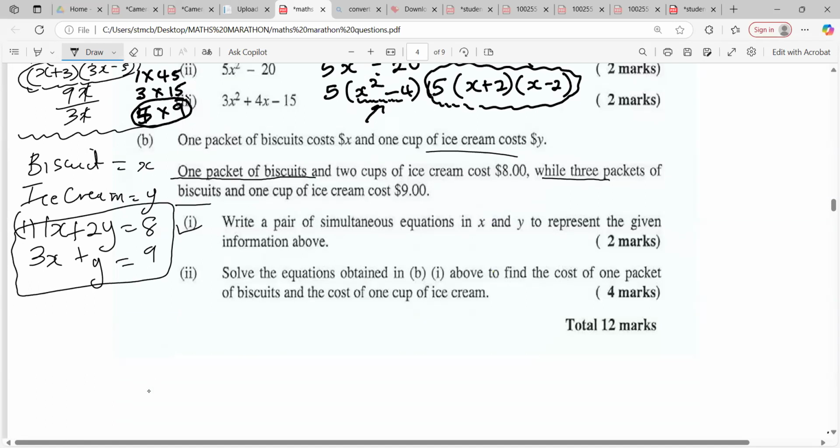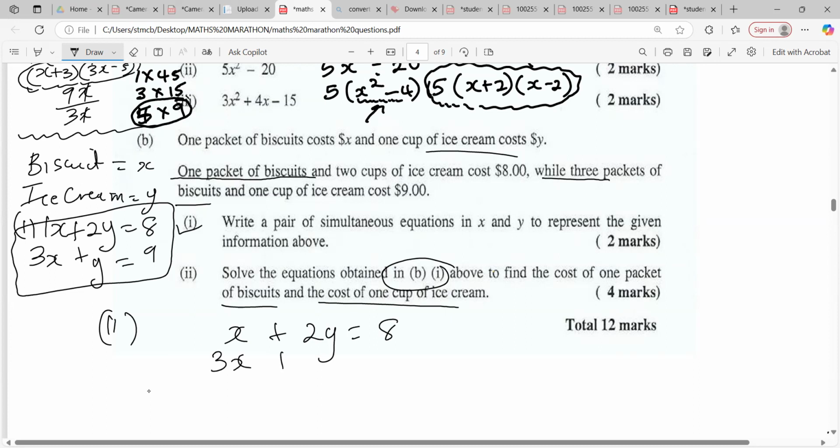So 2 now says, solve the equations obtained in B1 above to find the cost of 1 pack of biscuit and 1 cup of ice cream. So that's what they are. 1 pack of biscuit costs x and 1 cup of ice cream costs y. Alright, so we could use the equations: x plus 2y equals 8 and 3x plus y equals 9.